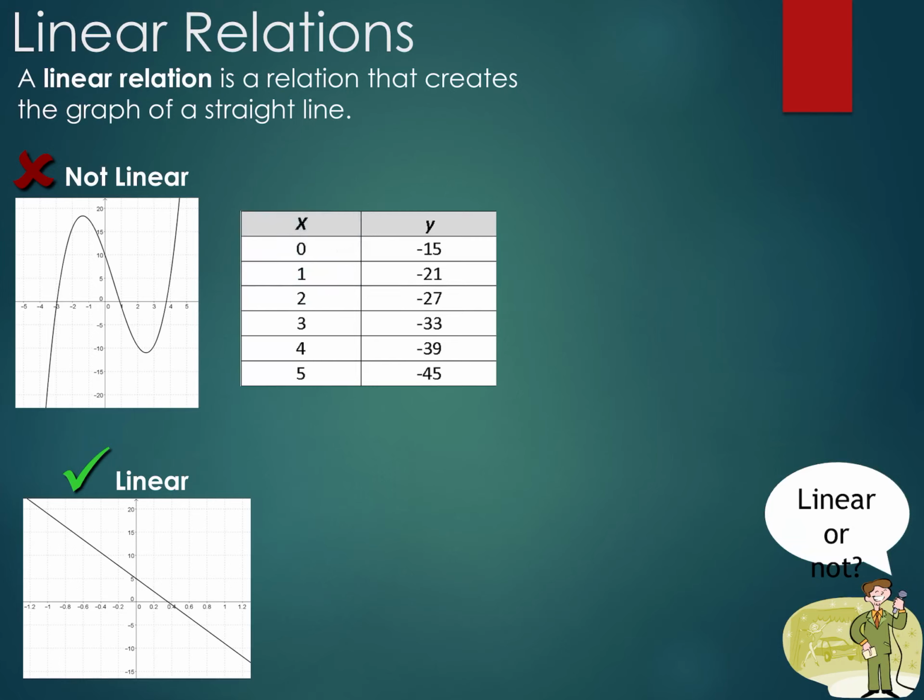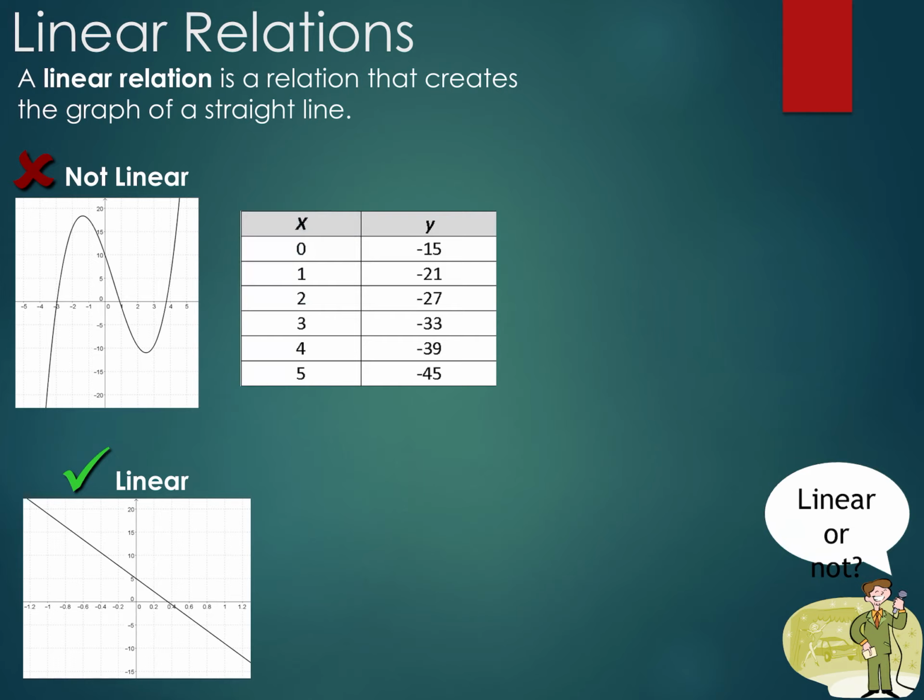Oh, table of values. Now, with a table of values, it's not quite so easy to see if something's linear. What we have to do is look at the y values and say, how much is the y value going up or down? Is it going up by the same amount every time? Because it's got to be going up by the same amount or down by the same amount every single time if it's going to be linear.